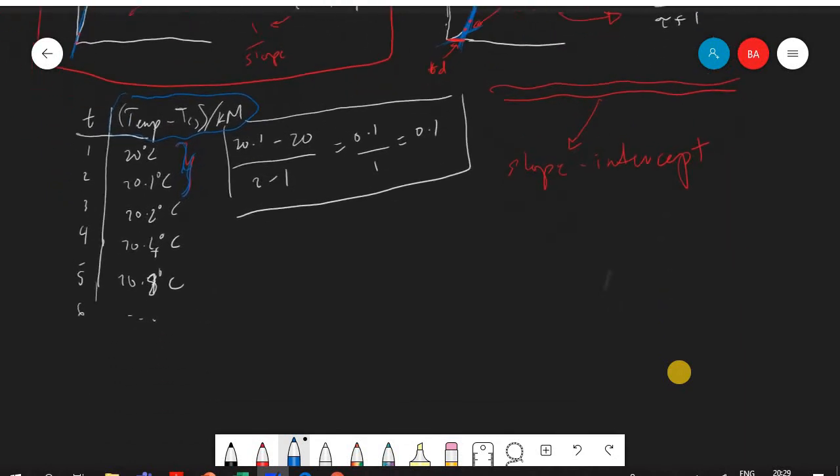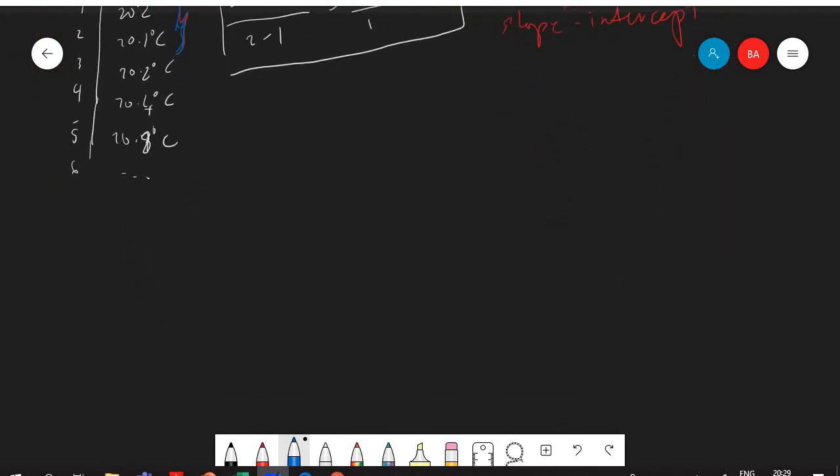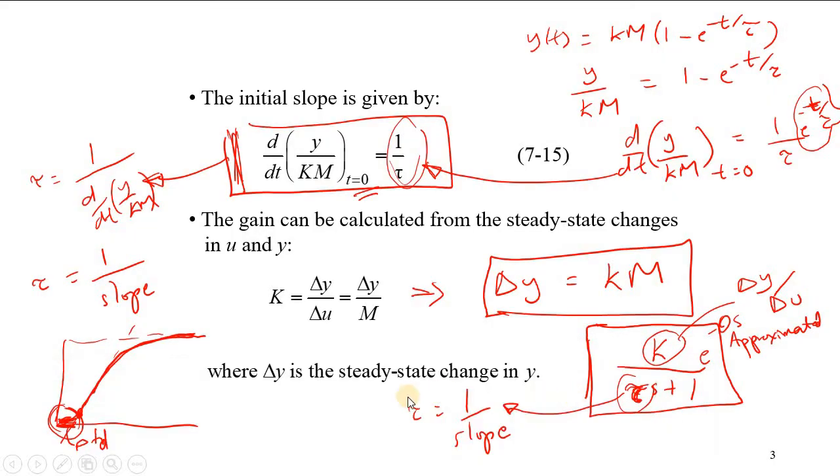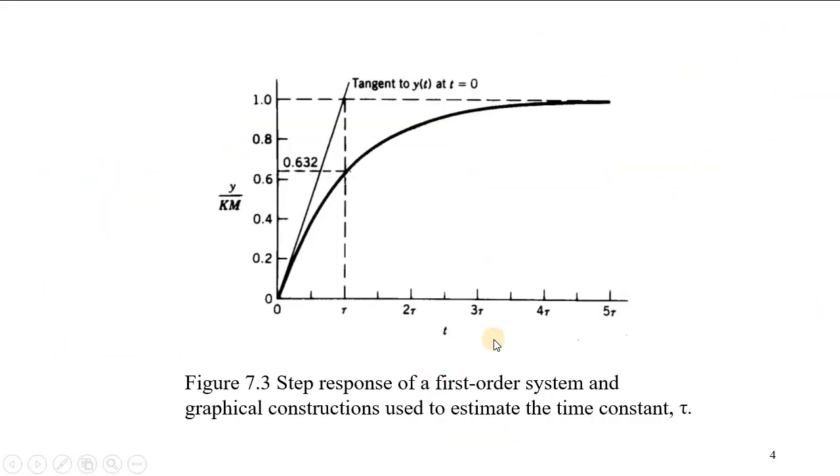So that is the initial slope method. Going back to the initial slope method, we finished that. Now, instead of going with just the initial slope method, we want to apply the slope-intercept method.